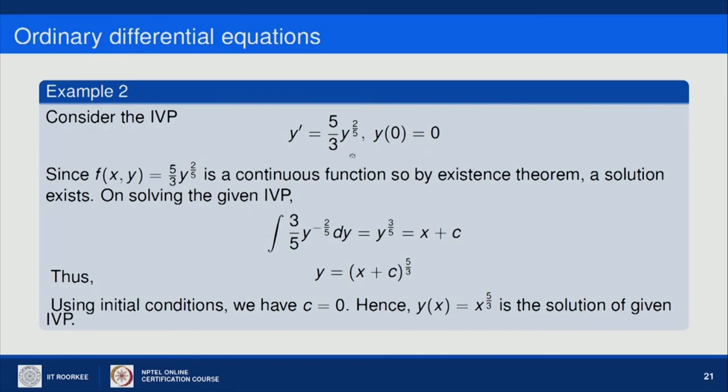However, for this particular initial value problem, one solution is given by y equals (x plus c) raised to power 5 upon 3, and another solution is y equals 0. So, the solution exists, but for this particular example, it is not unique.